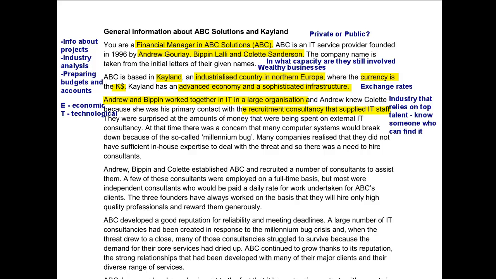And they noticed that there was an opportunity here, given the amount of money that companies were spending on external IT.